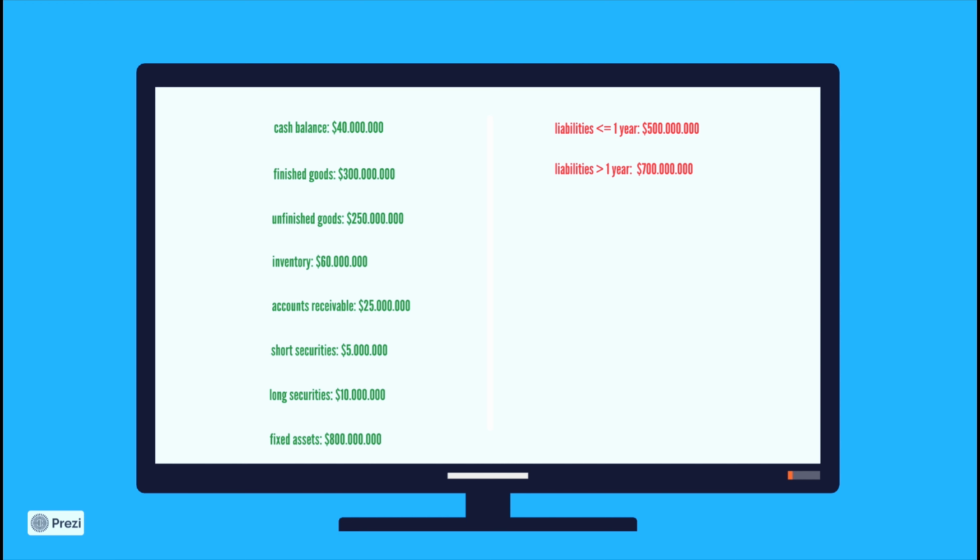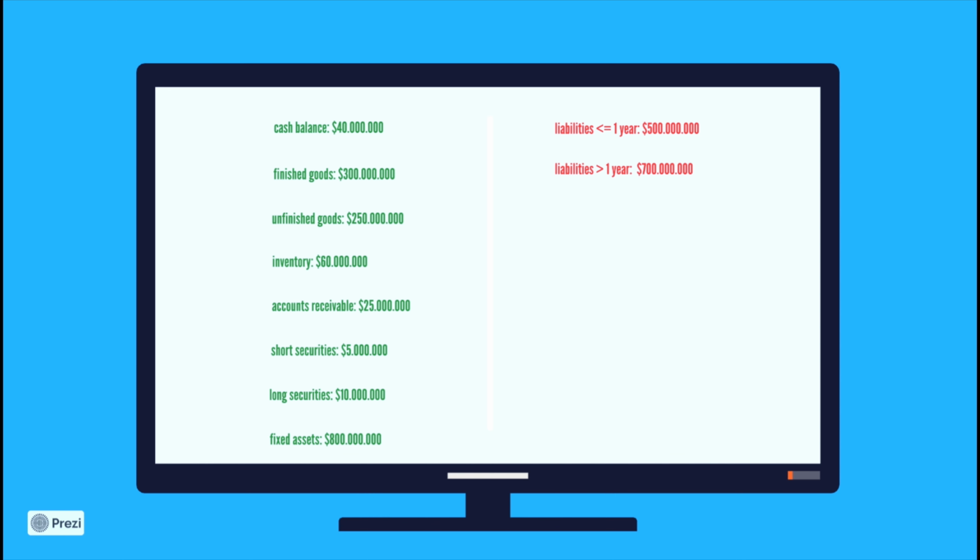On the liability side, the accounting team sends us the following excerpt. Liabilities with a maturity of up to 1 year amount to $500 million, and liabilities with a maturity of more than 1 year amount to $700 million. Now we are ready to calculate the working capital.